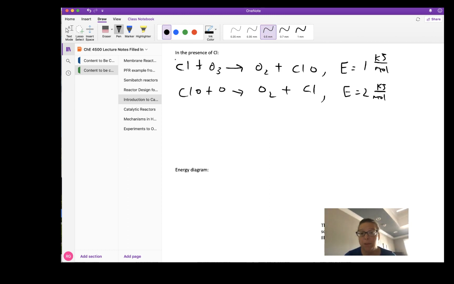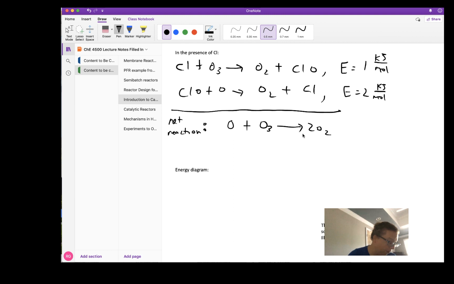And it's also without being consumed. The chlorine participates in the reaction mechanism, but is ultimately fully regenerated. So if I take a net reaction here, the net reaction is the same as in the non-catalytic case. But we've gotten there by going over energy barriers that are a lot smaller. So it's the same reaction, but the kinetic pathway is more favorable.